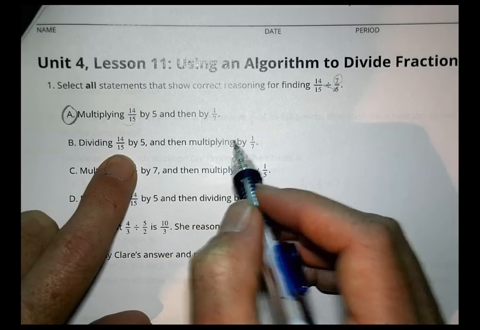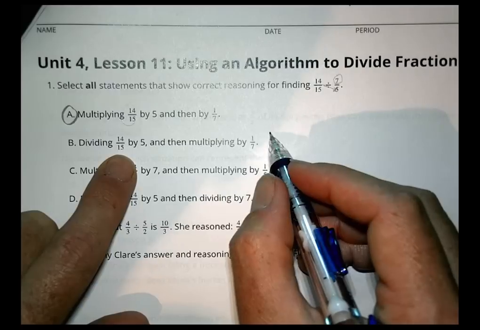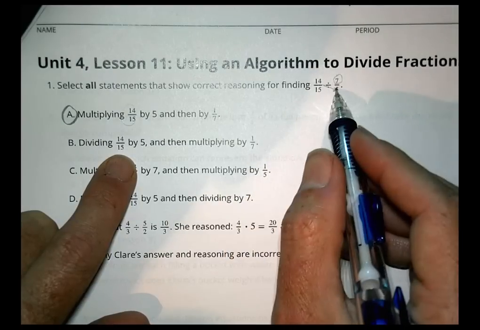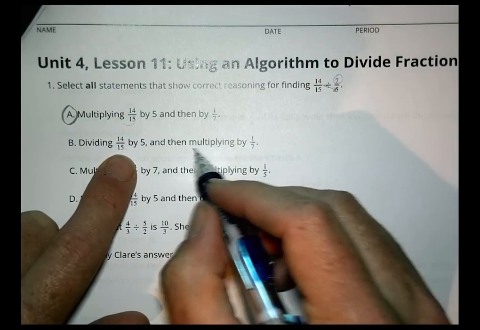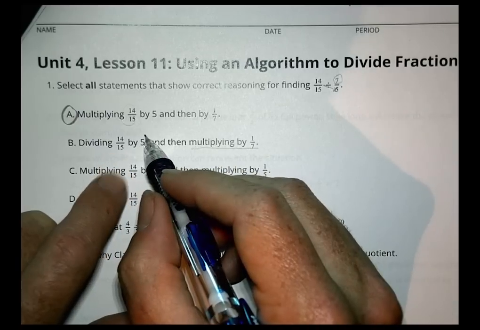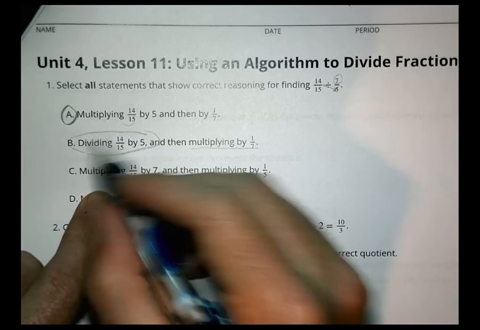Dividing 14/15 by 5, then multiplying it by 1/7. That's going to be the wrong way, right? That's doing 14/15 divided by 5. Well, we're already dividing by 1/5. That's flipping it, but doing the signs the wrong way. This part's okay, but the dividing by 5, that part right there is wrong.